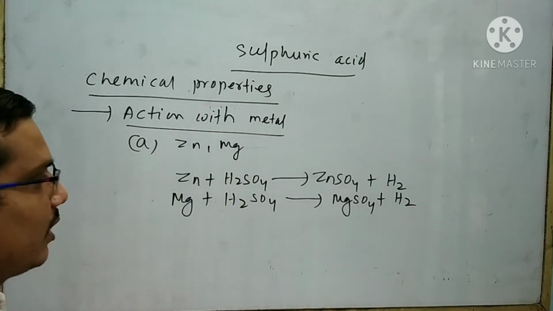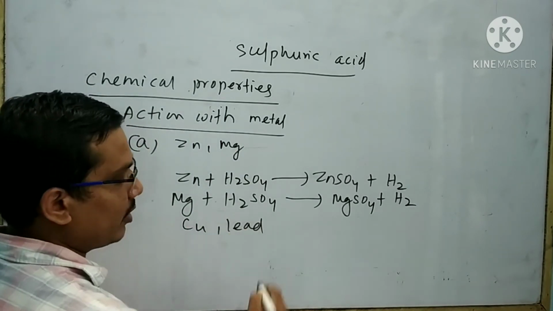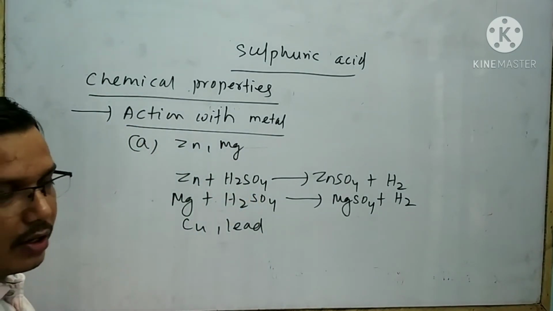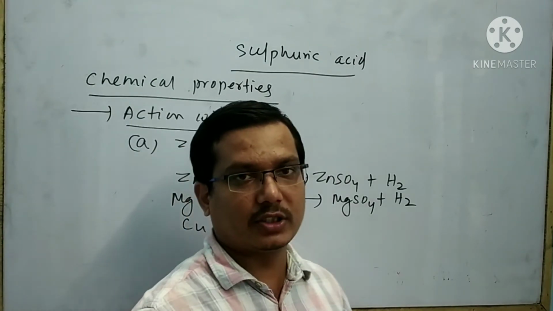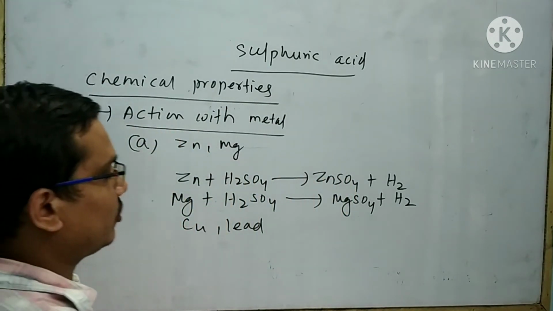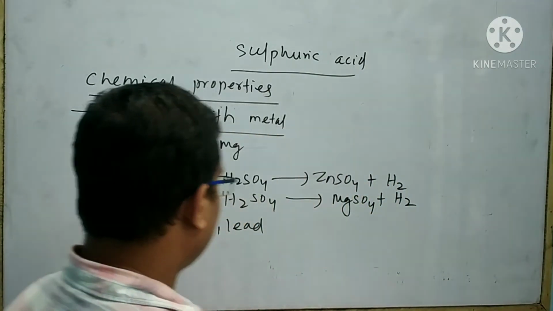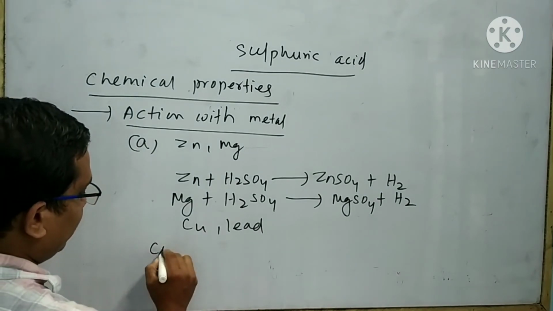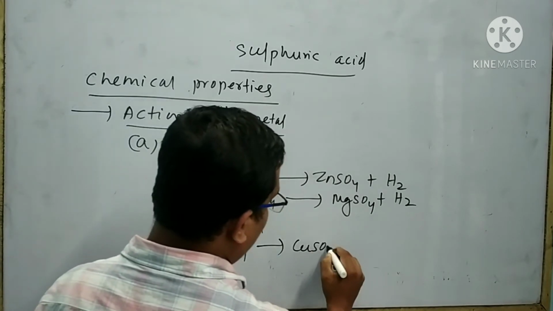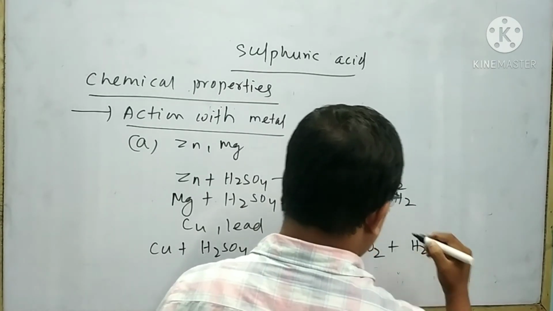On the other hand, less reactive metals like copper and lead cannot displace the hydrogen from H2SO4. However, on heating with concentrated H2SO4, these metals can produce sulfur dioxide gas. I can write the reaction like this: Cu plus H2SO4 gives CuSO4 plus SO2 plus water.